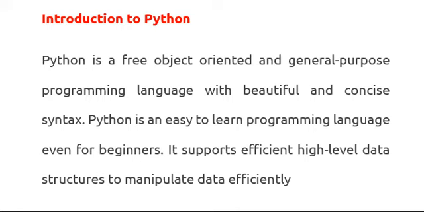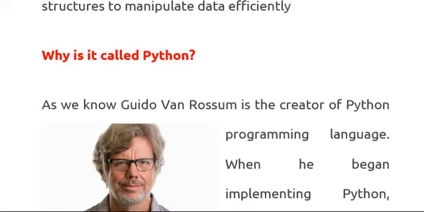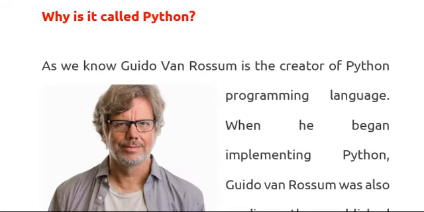Introduction to Python. Python is a free object-oriented and general-purpose programming language with beautiful and concise syntax. Python is an easy-to-learn programming language even for beginners. It supports efficient high-level data structures to manipulate data efficiently. Why is it called Python?